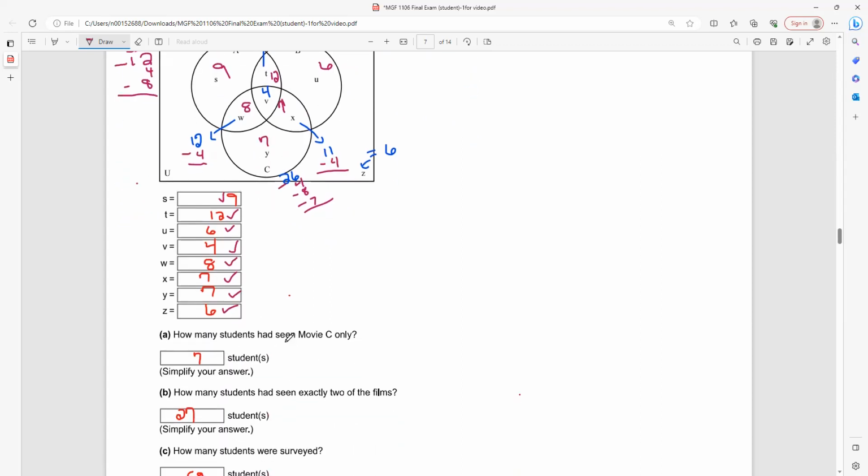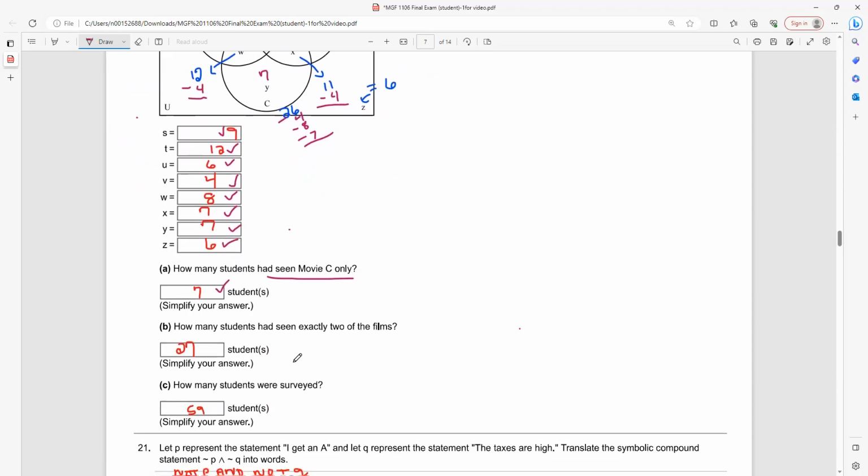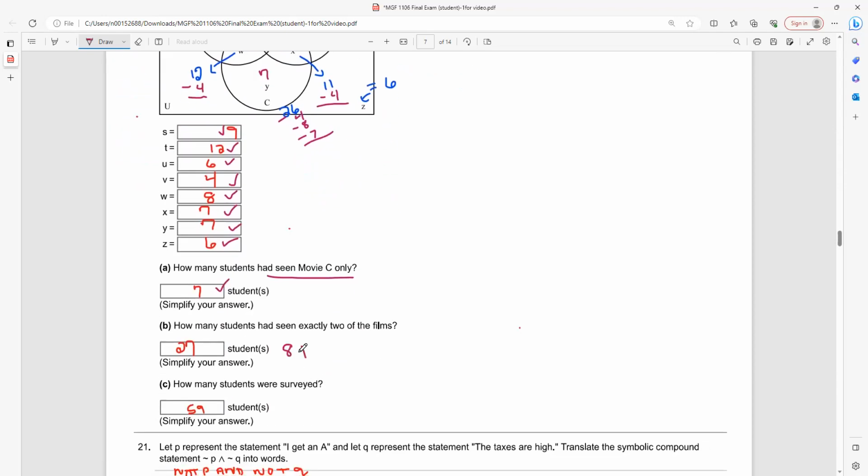Now, how many students saw movie C only? That would be given to us right here with letter Y, so it'd be 7. How many students saw exactly 2 of the films? So the students that saw exactly 2 films will be the 8 that saw A and C, the 7 that saw B and C, and then the 12 that saw A and B. So we would add those together, 8 plus 12 plus 7. And that'll give us 27.